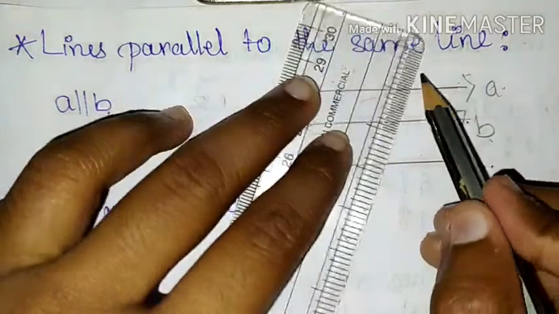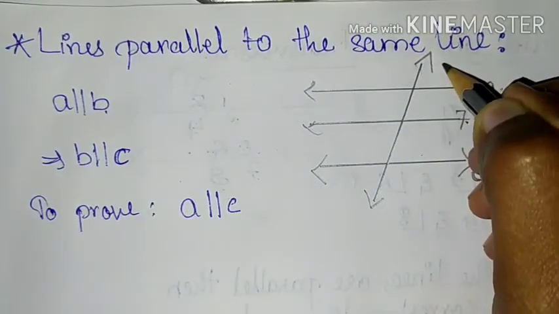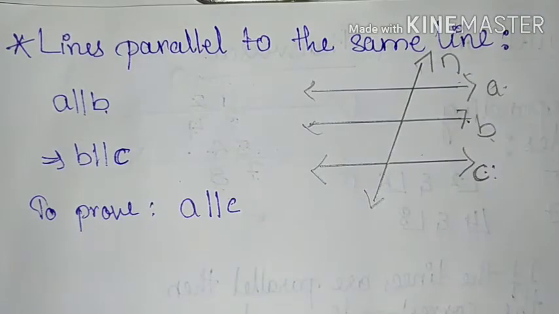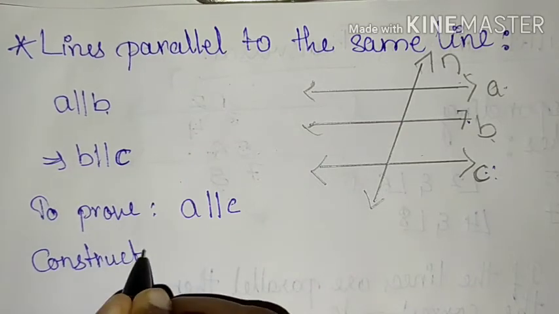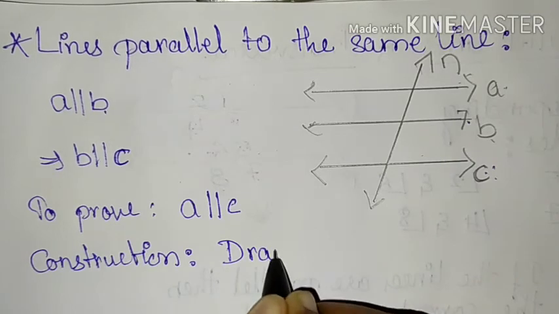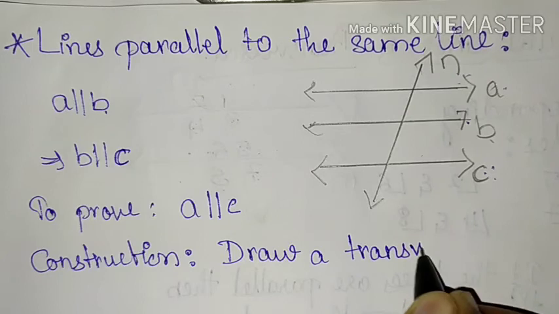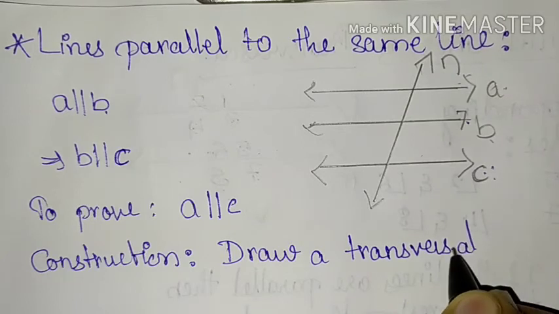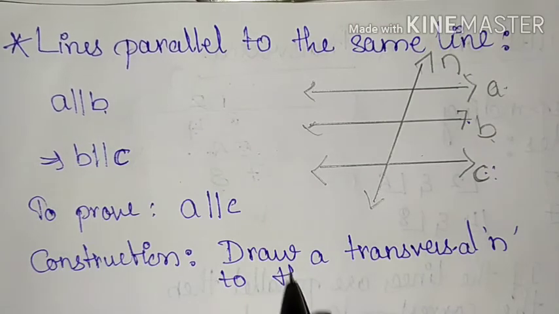So let us draw the transversal. This is the construction. This is our transversal N. So write it down. Construction: draw a transversal N to the lines.